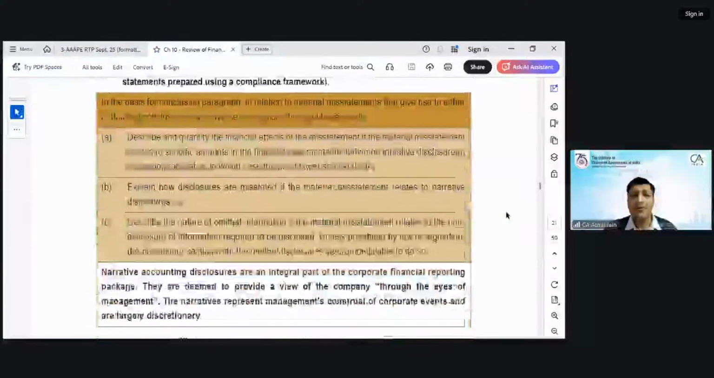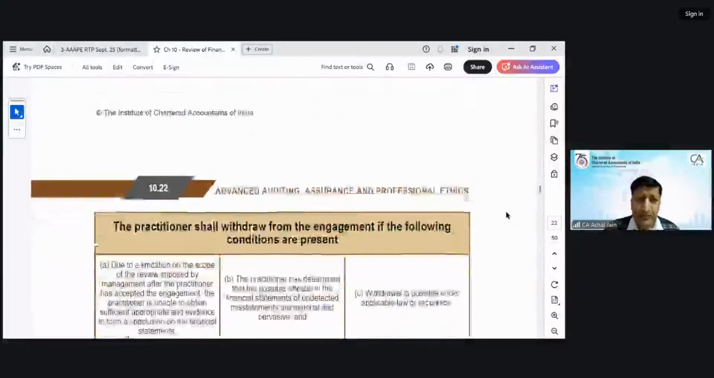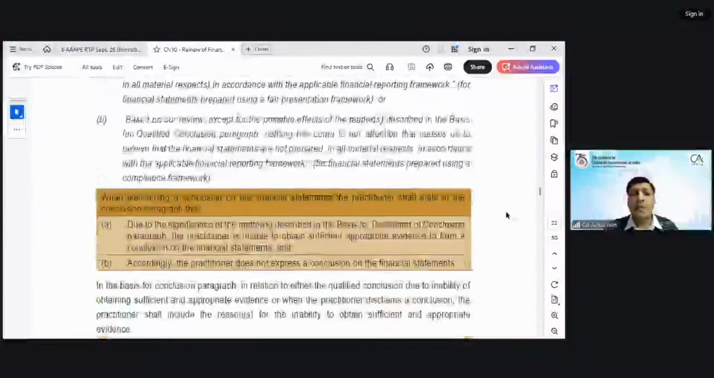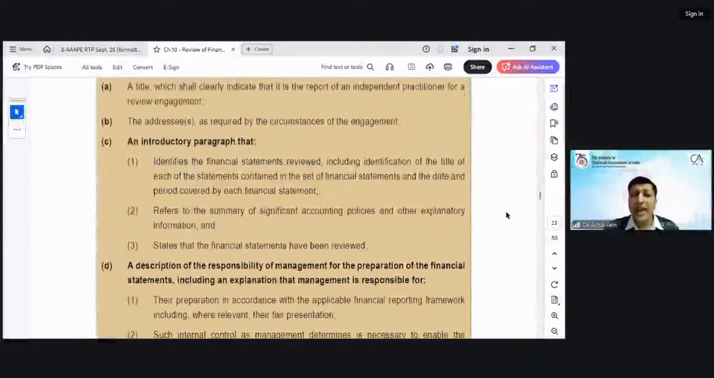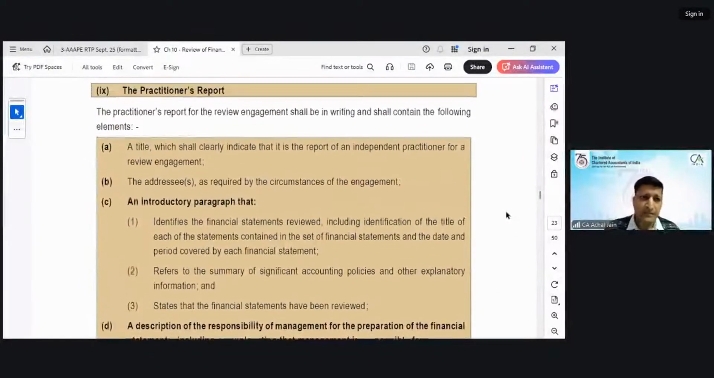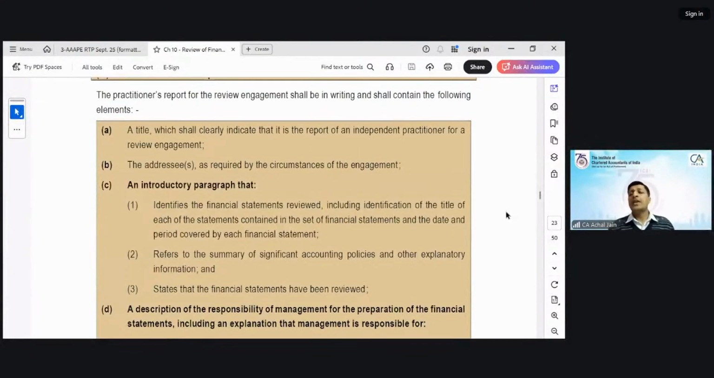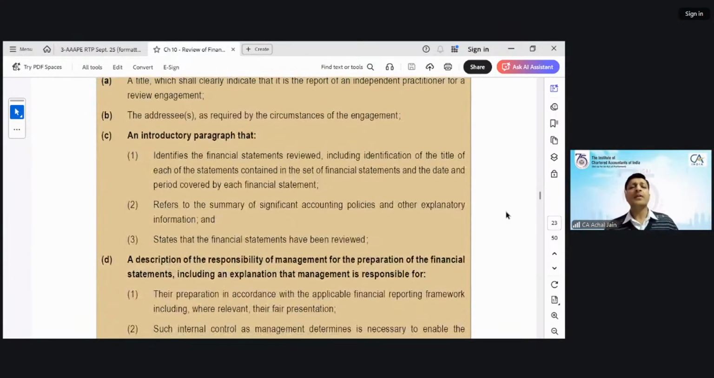The modifications may be required also, right? So all sort of reporting requirements do we have in this case? Answer is yes. Now, let's try to look at the report. Okay, so now in case of a review report, you can say it's similar to any other report. You'll have a title to begin with, addressee, then the introductory paragraph, which identifies the financial statements which are reviewed or the financial information which is being reviewed. Okay.